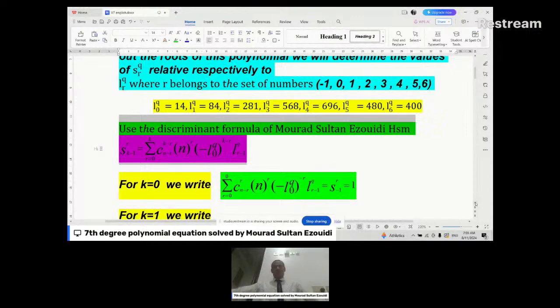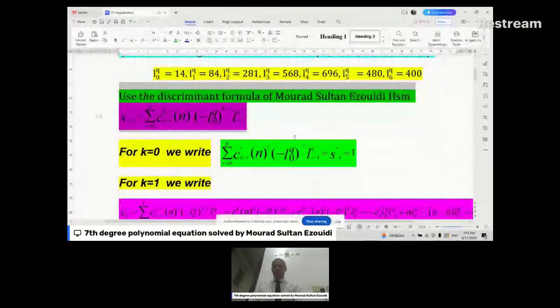Okay, it's difficult, Claudius, to work with this kind of seventh degree polynomial equation. Okay, let's start. So learners, in my discriminant formula, I'm going to set k equals 0. For k equals 0, you are going to get the first coefficient, which has been written as S_-1 of order r, which is always equal to 1. Okay, S_-1 of order r is always equal to 1.